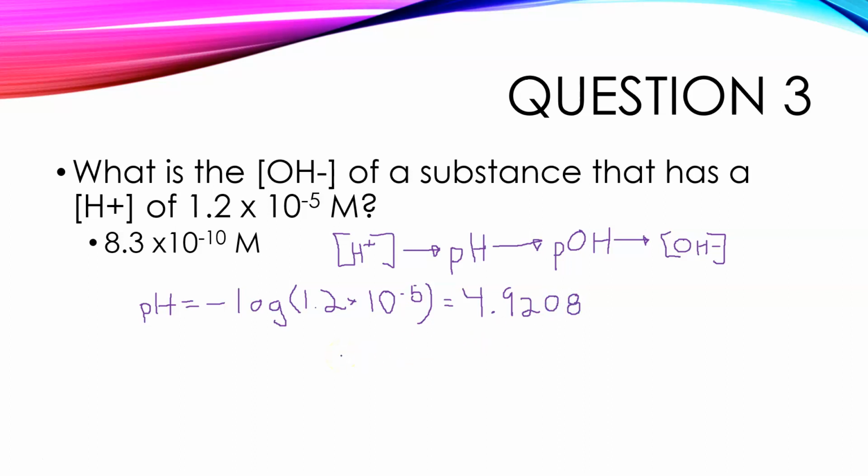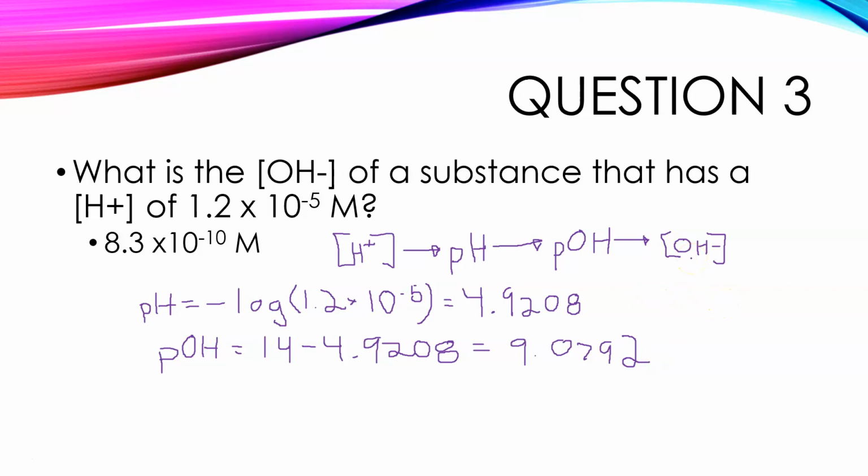Our next step was a super easy one because you know that pH plus pOH have to equal 14. So that means if we take our pOH and have it equal to 14 minus the pH that we just got up there, we get a pOH that is equal to 9.0792. But once again, the problem wasn't asking for the pOH.